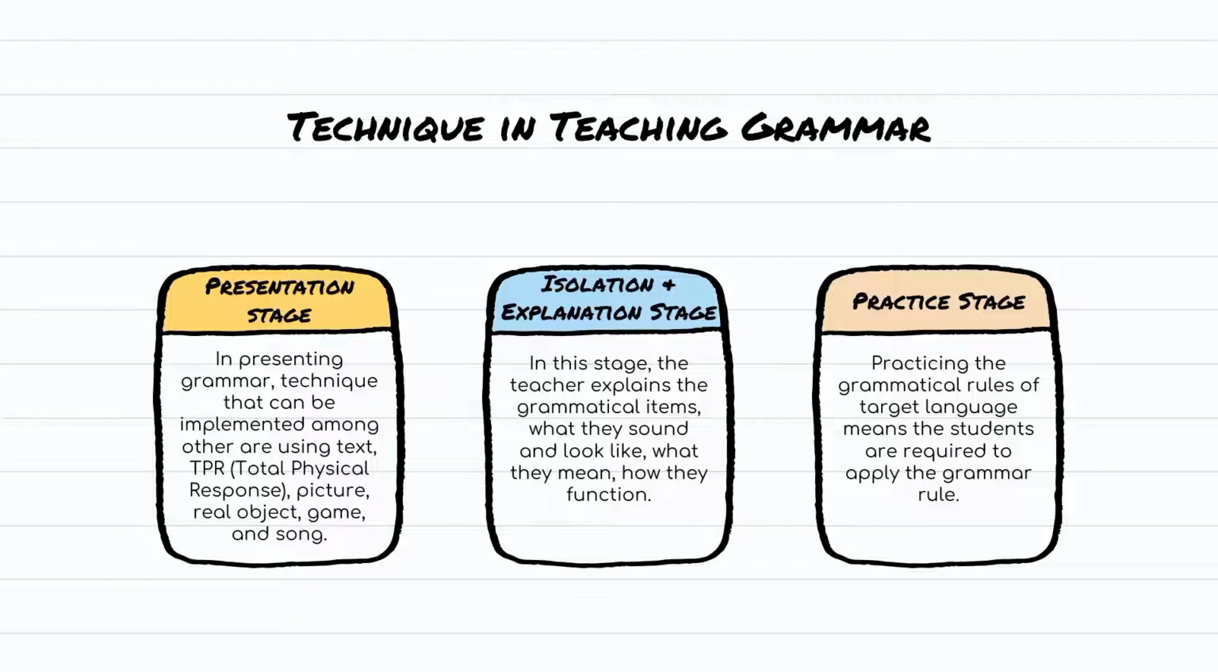Second, technique in isolation explanation stage. In this stage, the teacher explains the grammatical item, what they sound and look like, what they mean, how they function. The teacher shows and explains the pattern, the form, and the function of the grammatical item that is taught. For instance, in teaching imperative, the teacher tells the students how to make imperatives and use them by showing the pattern and giving examples as clearly as possible. Here the students learn and try to understand what rules govern the sentence, what the function and what the form looks like.